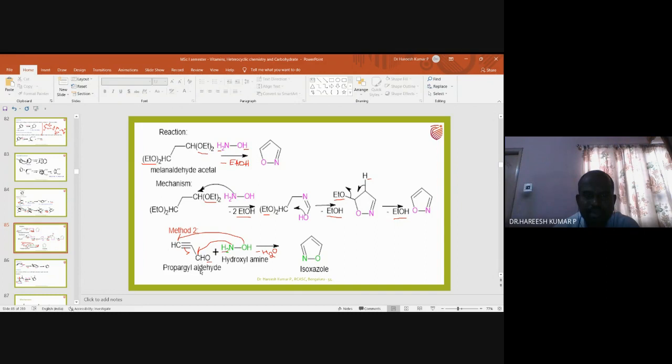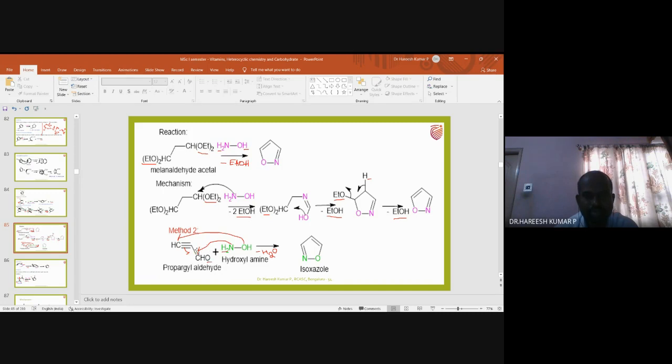Similarly, the name of this compound, CH triple bond O, is called propargyl aldehyde. Okay, you can also call it acrylaldehyde. Propargyl aldehyde or acrylaldehyde or propinaldehyde. The IUPAC name is propinal. So this is asked in the question paper. Of course, this also is asked, but very recently: predict the product and write the mechanism. That's what I asked for this.